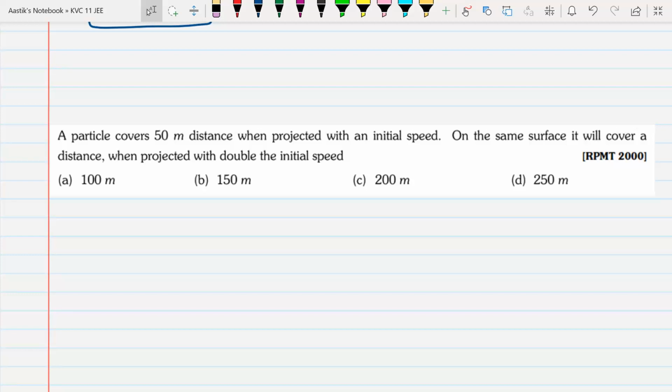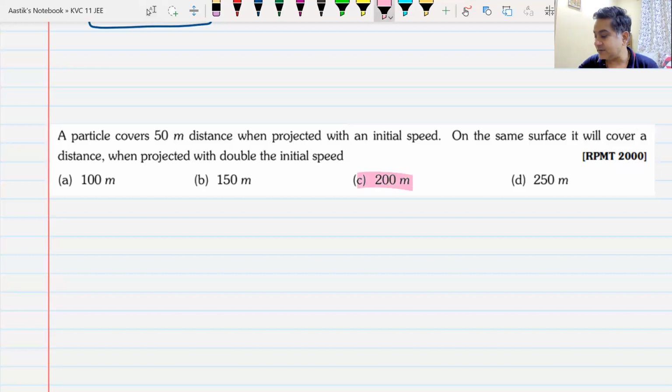Yes, what is the answer? A, B, C, D. A particle covers 50-meter distance when projected with an initial speed. If the speed is doubled, you are doubling the speed, what happens to the range? It becomes 4 times. Yes or no? So 50 multiplied by 4, and the correct answer is C. 200 meters. C. I hope everyone got this. Yes or no?